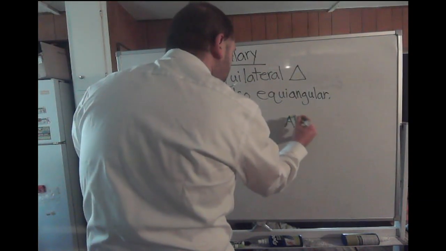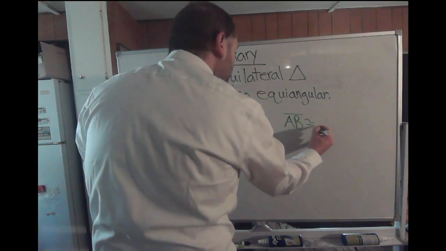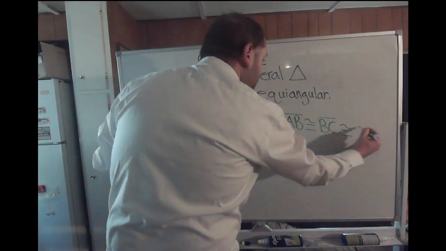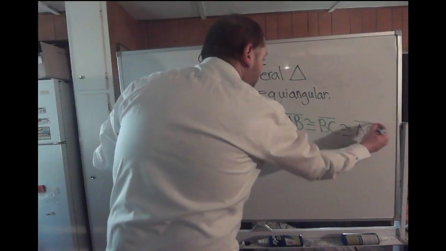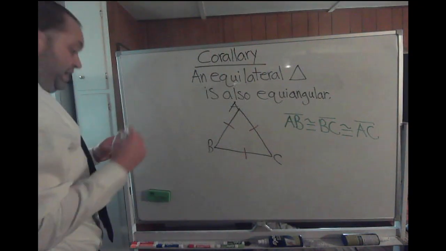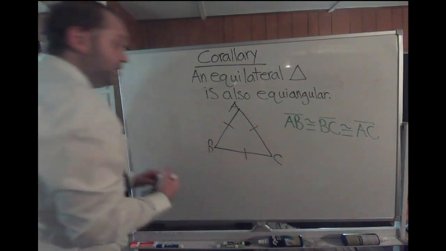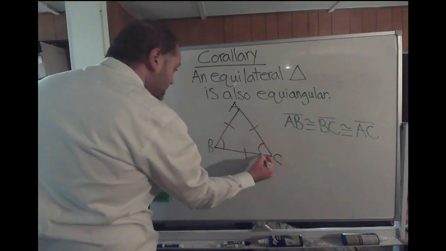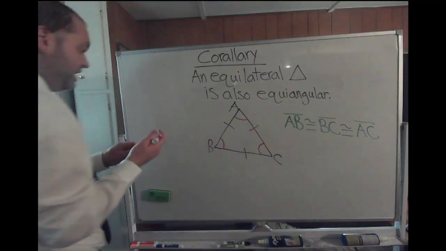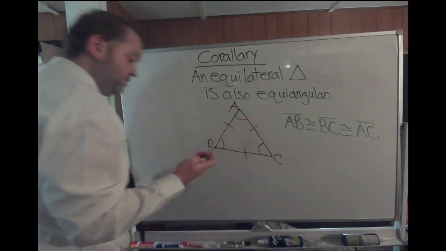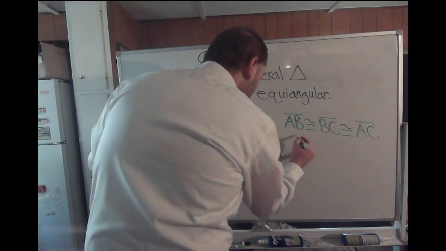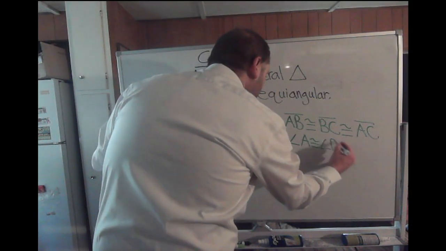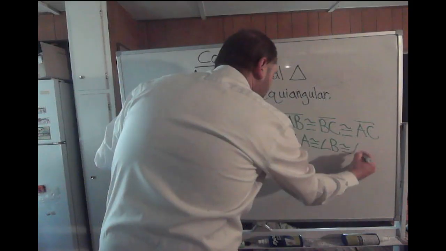That means that side AB is congruent to side BC, which is also congruent to side AC. They're all three congruent to each other. If it's equilateral, that also means then it's equiangular. So that means all three of these angles, angle B, angle A, and angle C, are also congruent to each other. So then we could say angle A is congruent to angle B, which is congruent to angle C.